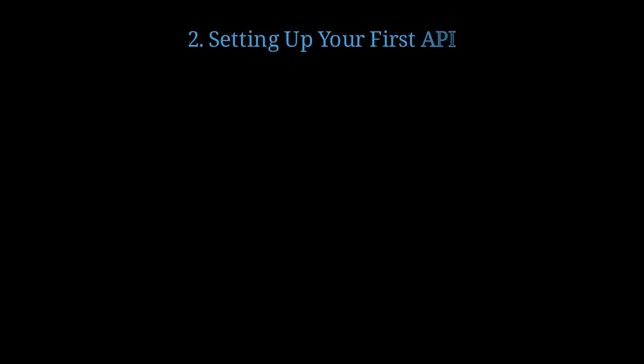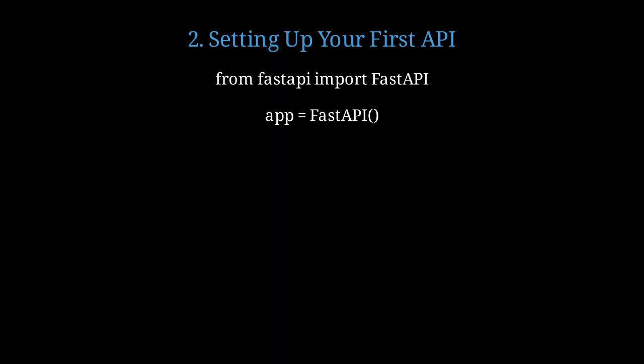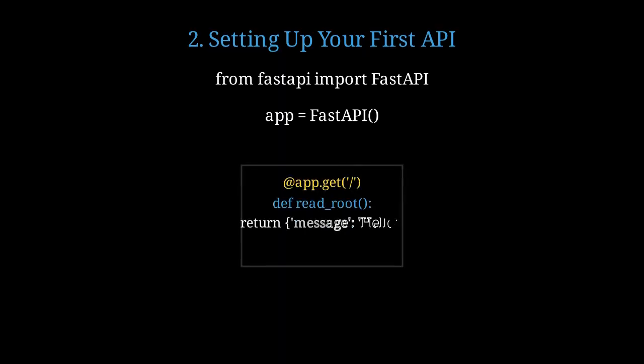Now let's see how to create your first FastAPI application with minimal code. First, we import FastAPI from the FastAPI module to get started. Then we create an instance of the FastAPI class, which will be our main application object. We define a route using a decorator, create a function to handle requests, and return a dictionary that FastAPI automatically converts to JSON.